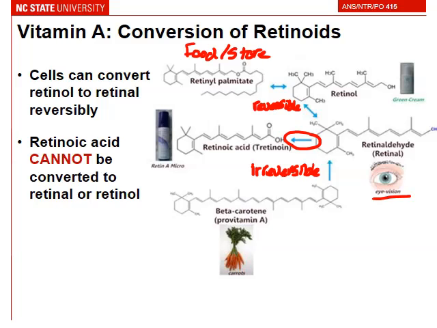conversions. Here you could also see beta carotene, really any of our provitamin A carotenoids, they are also irreversible. You could see that here. Once we break down beta carotene to retinal or retinol, it is irreversible, and we cannot convert it back to beta carotene.